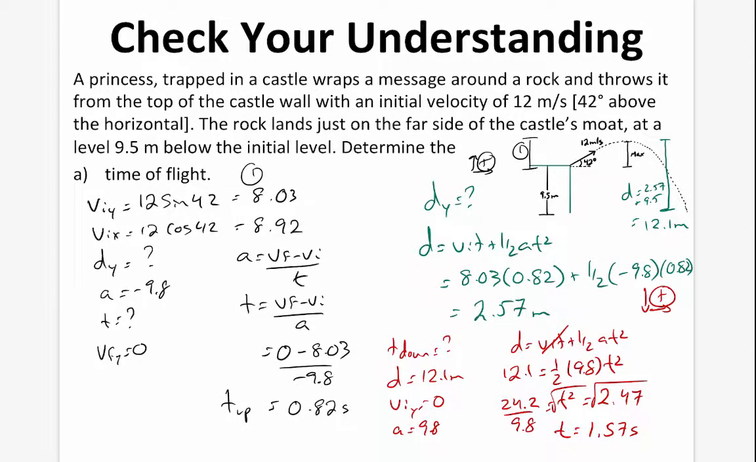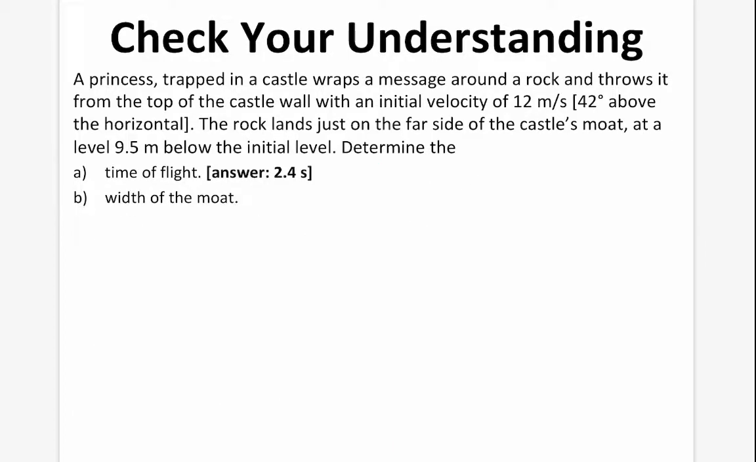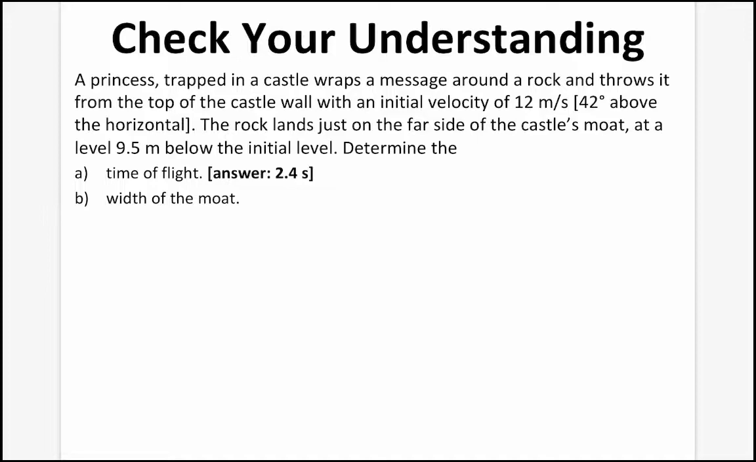1.57 seconds. So now we need to know the total time. So t total is going to equal the 1.57 that we just figured out, plus the time to get up, which was 0.82, which is equal to 2.4 seconds. And that's our total time of flight. B, the width of the moat. That's just the same way of saying the range.